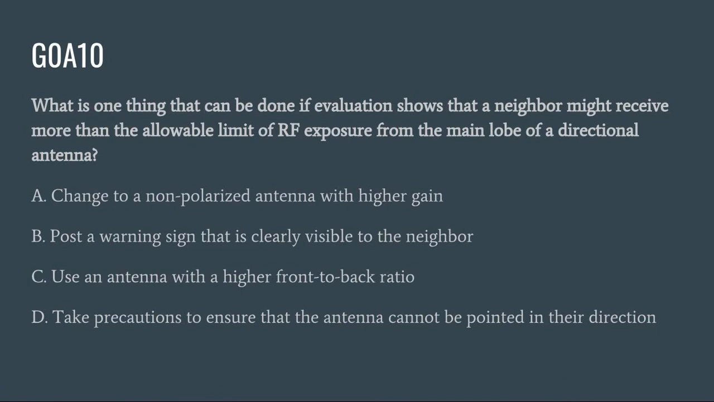G0A10, what is one thing that can be done if evaluation shows that your neighbor might receive more than the allowable maximum of RF exposure from the main lobe of a directional antenna? A, change to a non-polarized antenna with higher gain. B, post a warning sign that is clearly visible to the neighbor. C, use an antenna with a higher front-to-back ratio. Or D, take precautions to ensure that the antenna cannot be pointed in their direction. Best answer here is D, take precautions to ensure that the antenna cannot be pointed in their direction.